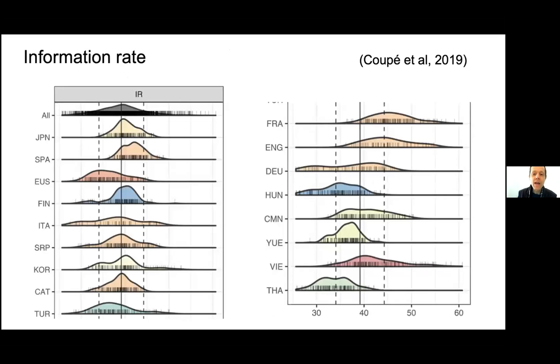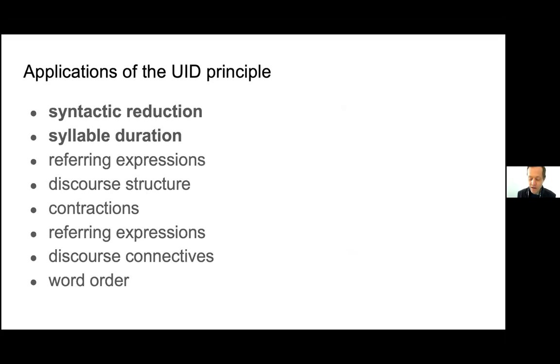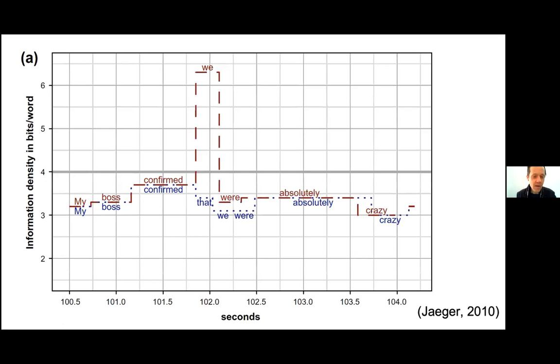Okay, so if we take this study as some evidence that there might be this universal bottleneck, we can go ahead and see whether the predictions of the uniform information density account actually come through when we test the idea at these different levels of linguistic structure. So in the time we have today, I'm going to focus on two examples, syntactic reduction and syllable duration, and give just a whirlwind overview of some other places where the principle has been applied. So let's start with syntactic reduction.